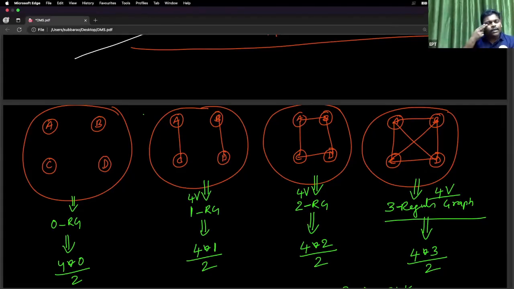Regular graph and simple graph, which is the superset? Simple graph is the superset. We are discussing simple graphs. Inside simple graphs, some partitioning is going on. Some simple graphs are complete, some simple graphs are null, some simple graphs are regular graphs.